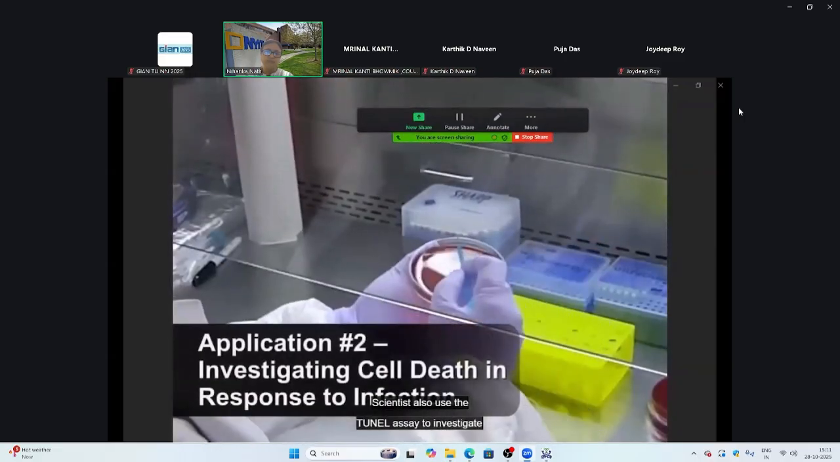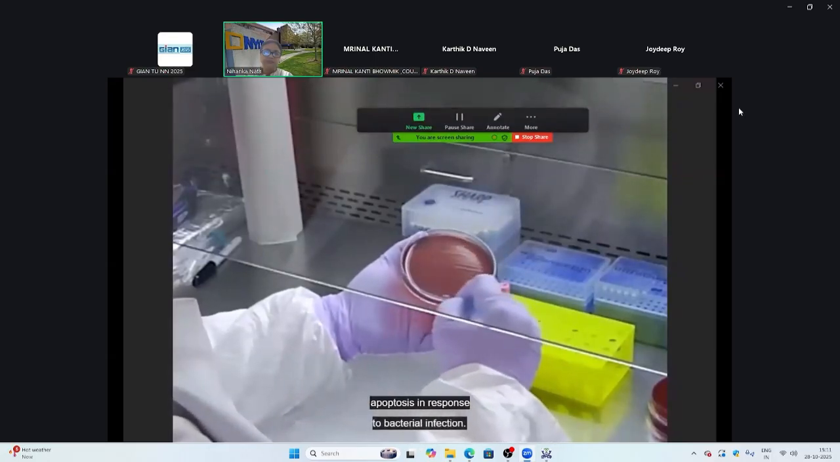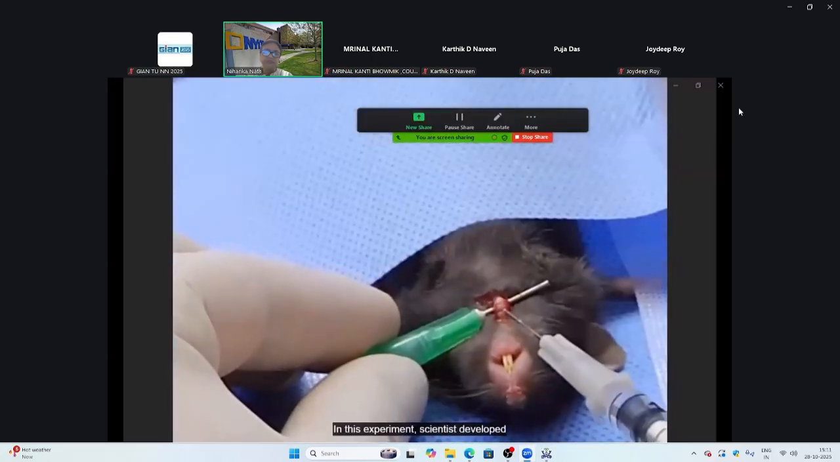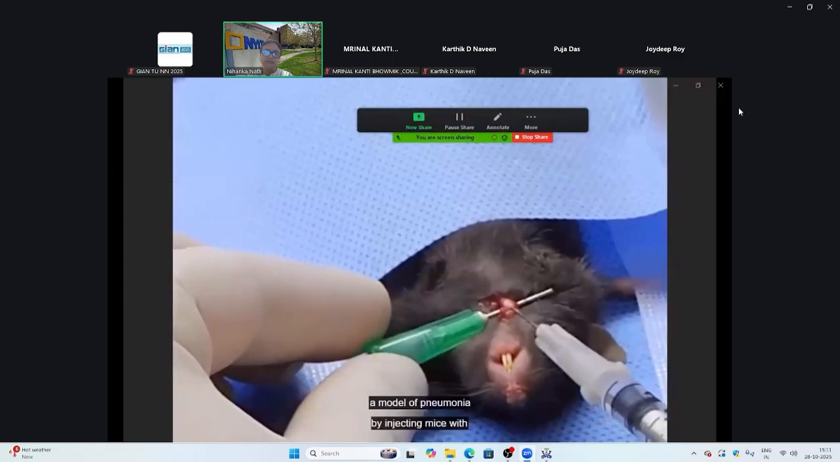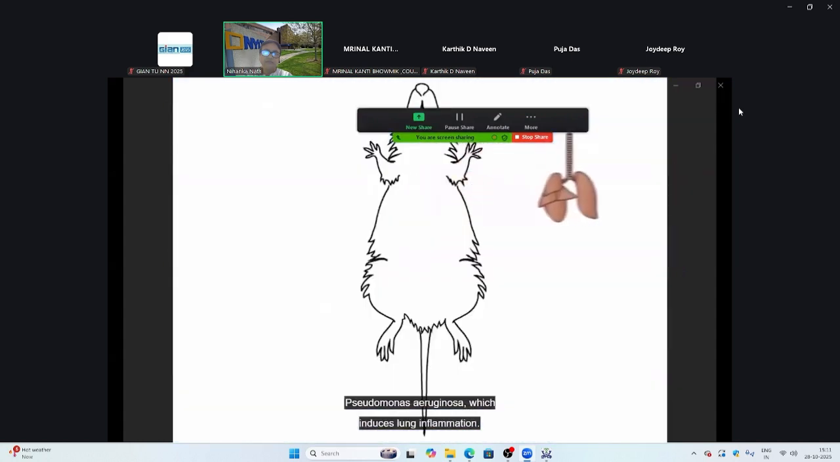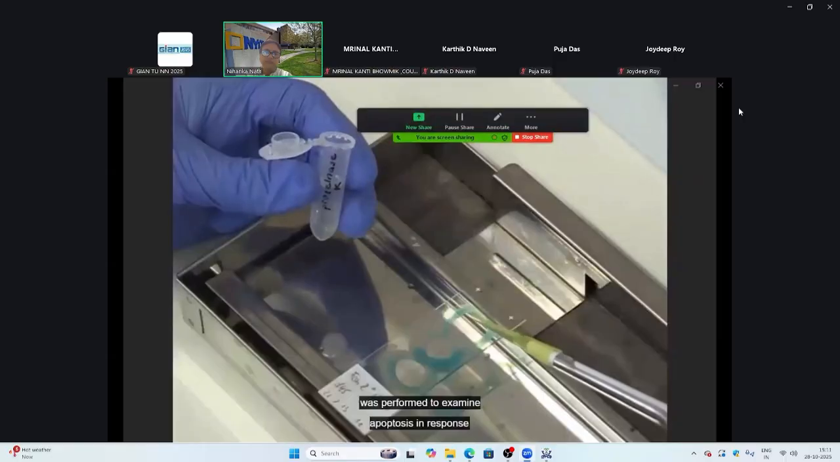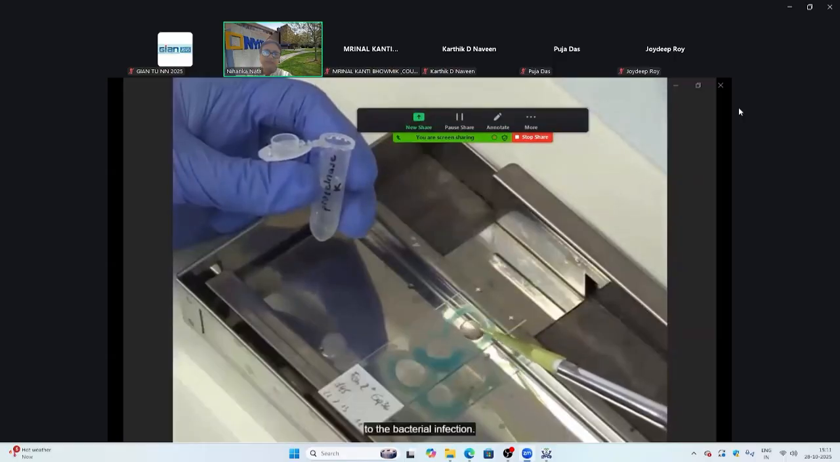Scientists also used the TUNEL assay to investigate apoptosis in response to bacterial infection. In this experiment, scientists developed a model of pneumonia by injecting mice with Pseudomonas aeruginosa, which induces lung inflammation. Then lung tissue was removed and TUNEL staining was performed to examine apoptosis in response to the bacterial infection.